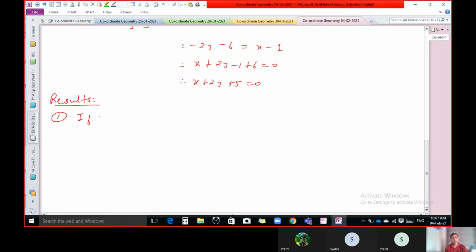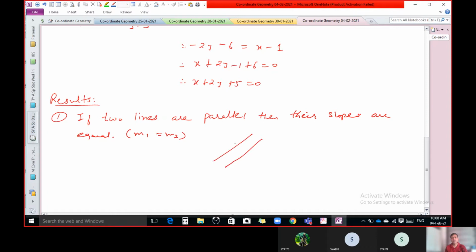First, if two lines are parallel, then their slopes are equal. So if we have two lines and if they are parallel, then their slopes are equal. That means m1 equal to m2. Means m1 is the slope of one of the parallel lines.